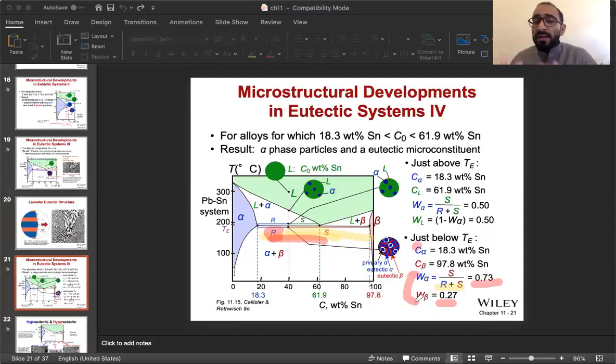So by using this lever over here, we can know what is the total alpha you have, regardless whether it is primary alpha or eutectic alpha. Okay. Again, if you use this rule, the weight fraction of alpha, using this lever rule, you have to know that this total 0.73 weight fraction is made of two types of alpha, primary alpha and eutectic alpha. Okay.